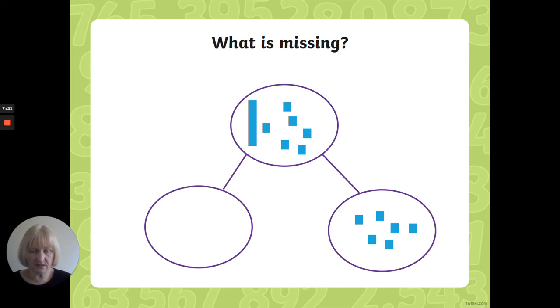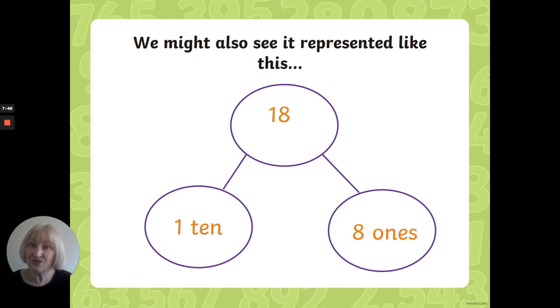Look at the parts. We can see the ones down here, can't we? 1, 2, 3, 4, 5, 6. We're missing the 10 on this side. There it is. We might also see it represented like this. So 18, you could write 1 10 and you could write 8 ones.